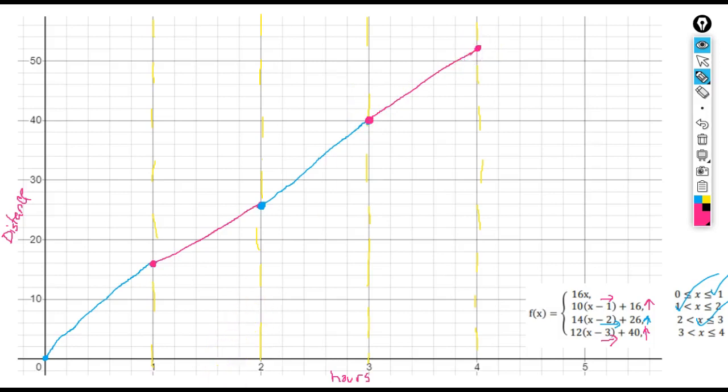So when graphing piecewise functions, you want to remember that you take one piece at a time. I'm going to graph this piece, graph this piece, graph this piece, graph this piece, and then together they make the piecewise function.